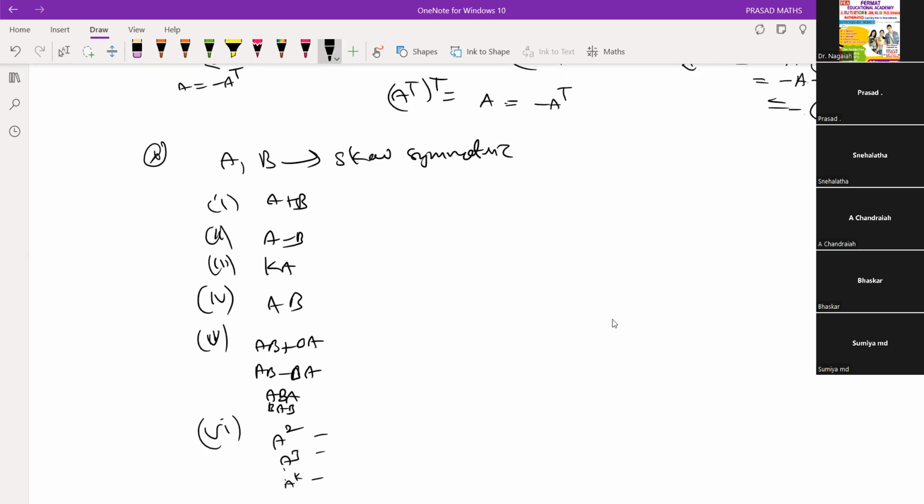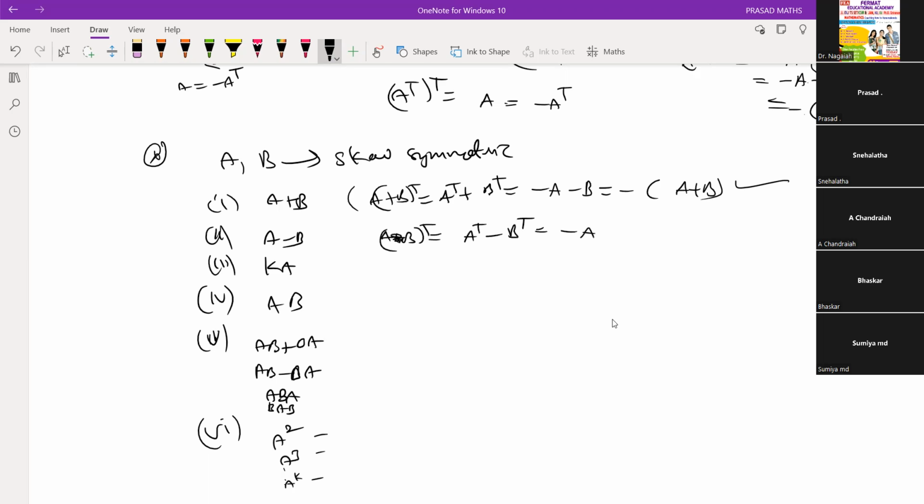Tell me, what is A plus B whole transpose? A transpose plus B transpose. That means minus A minus B. That means minus of A plus B. What is A minus B whole transpose? A transpose minus B transpose. That is minus A plus B. This is nothing but minus of A minus B. Therefore, this is also skew symmetric.